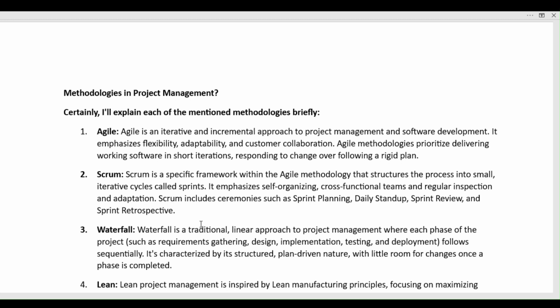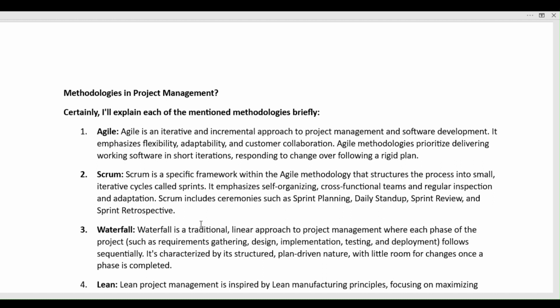And so let's come on to the first one, which is Agile. I hope all of you know what Agile is. Agile is an iterative and incremental approach to project management and software development. It emphasizes flexibility, adaptability, and customer collaboration. Agile methodologies prioritize delivering working software in short iterations, responding to change over following a rigid plan.